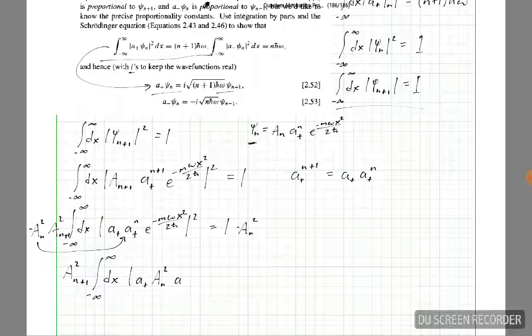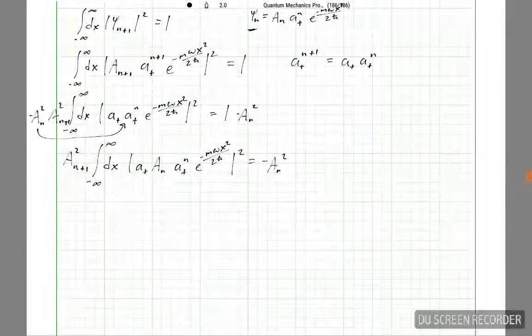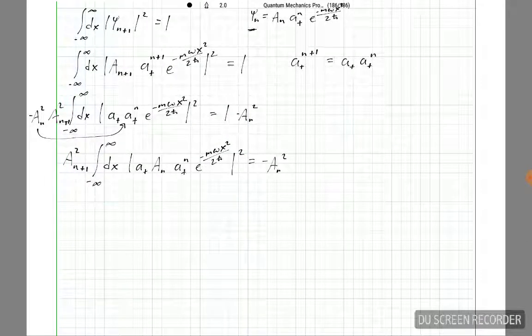Oh, whoops. And then it is going to be inside that squared. And then that's a plus to the n. And then that whole thing equals negative an squared. Now this is psi n. So let's go ahead and call that psi n.